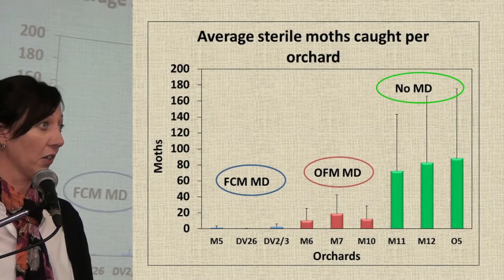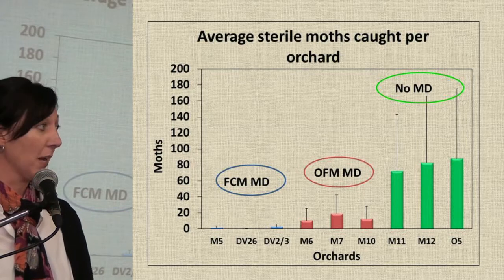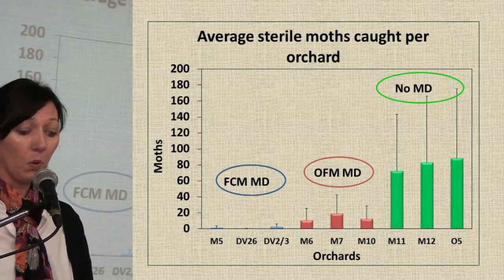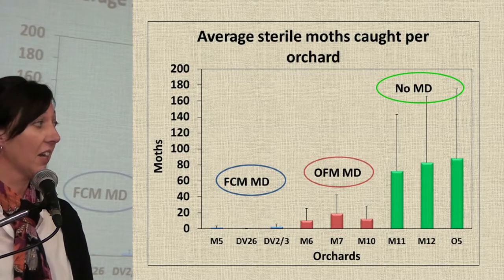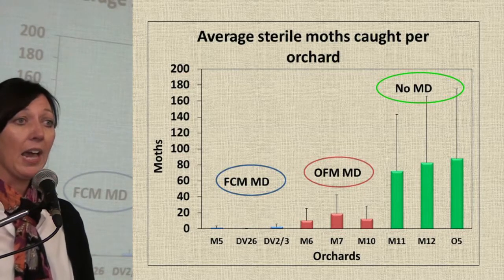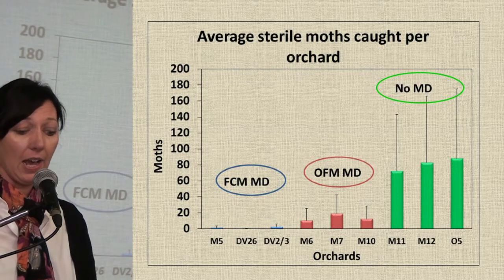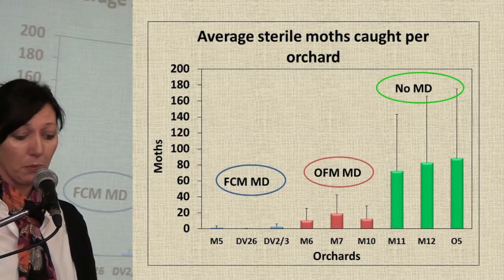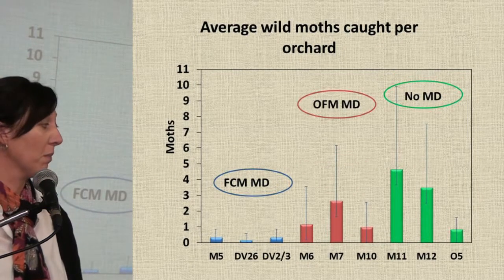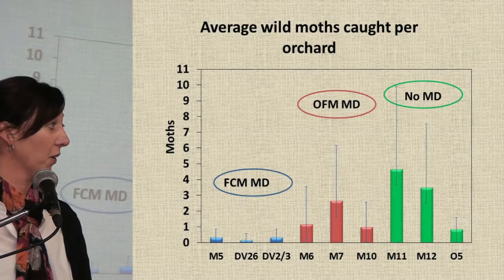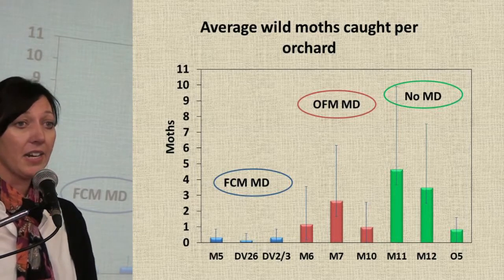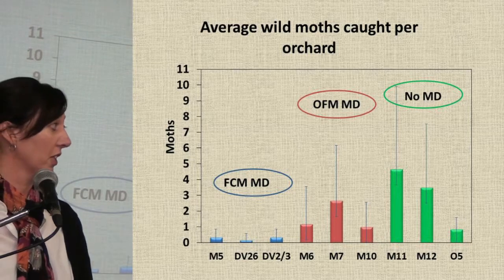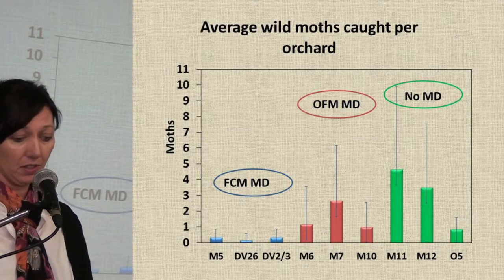Our results showed that we had no sterile FCM moths under FCM mating disruption. We caught more sterile FCM moths under OFM mating disruption, and we caught the most moths in our control orchards. We also had a look at the wild moths that we caught. So under FCM mating disruption, we caught almost 0 wild FCM moths. Under OFM mating disruption, we caught more moths. And in our control orchards, again, we caught the most moths.